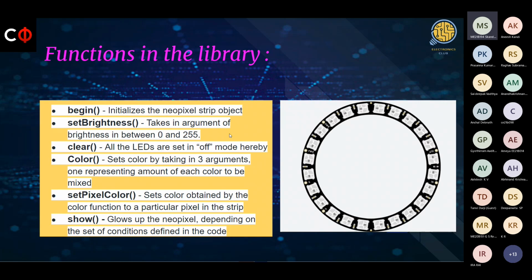So the next function is the color function, which sets color to a particular LED by taking in 3 parameters. First is the amount of RGB, so basically the red, green, and blue that is to be mixed to obtain the final color. And this final color is encoded as a number that occupies 32 bits or 4 bytes of memory space, meaning the values can range from 0 to 2 power 32 minus 1.